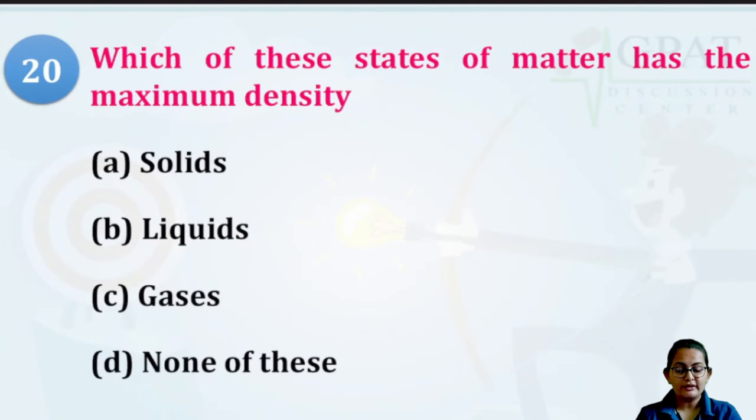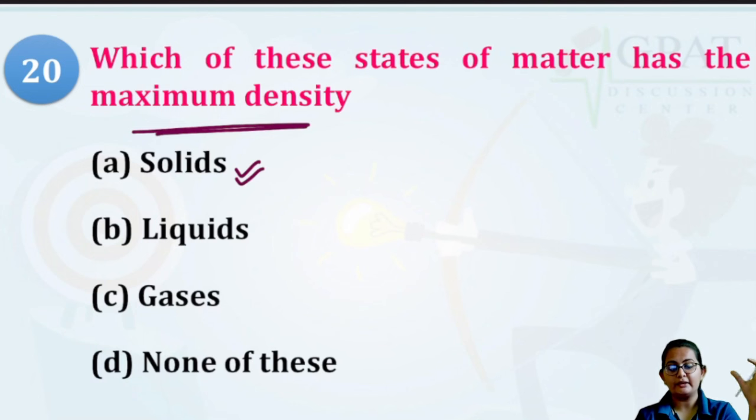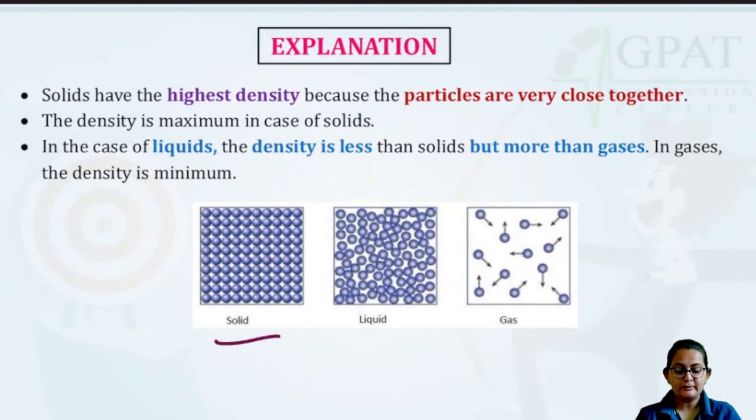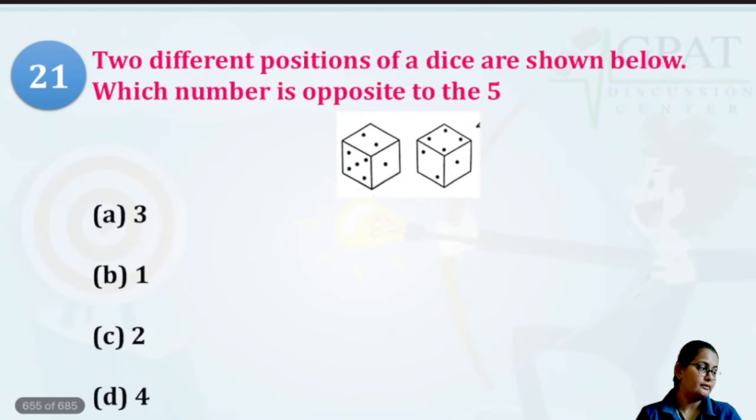Then is question number 20. It says which of the following states of matter has the maximum density? You know that solid has the maximum density. That's why it is hard also. All the particles are held together. In liquid, they are not as close. And in gases, the molecules are very far apart. That's why solid is the correct answer for the state of matter having the highest density. You can see the particles are very closely associated in solid, less associated in liquid, and much less in the gas formation.